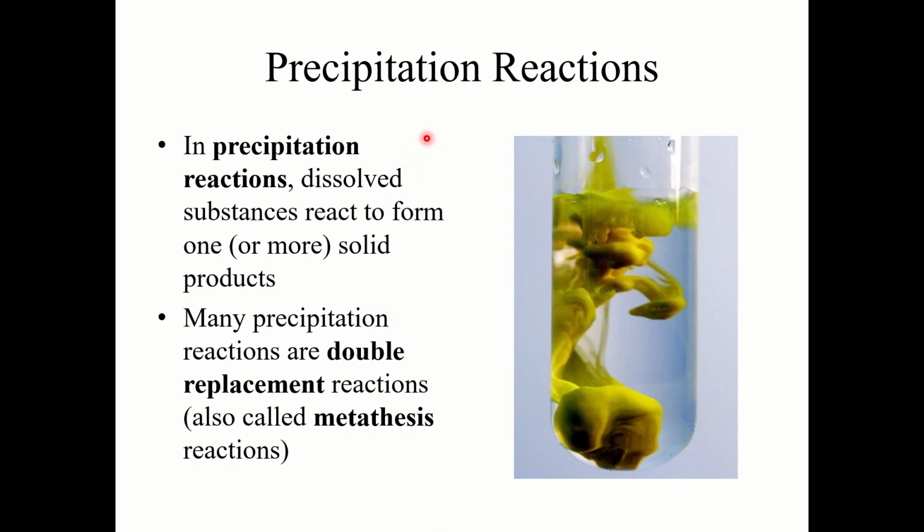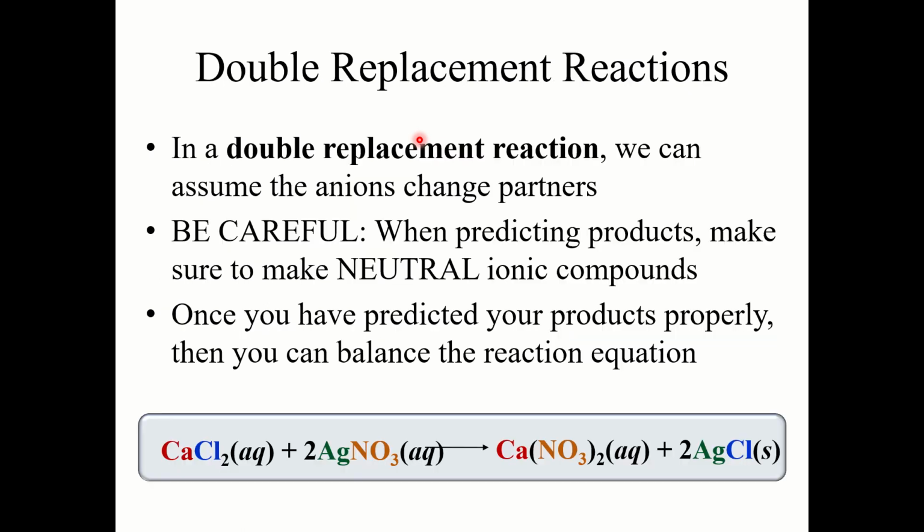In precipitation reactions, dissolved substances react to form one or more, but typically just one, solid product. Many precipitation reactions are double replacement reactions. Sometimes these are called double displacement, sometimes they're called metathesis reactions. I will typically use the phrase double replacement reactions. So in a double replacement reaction, we can assume that the cations and the anions change partners.